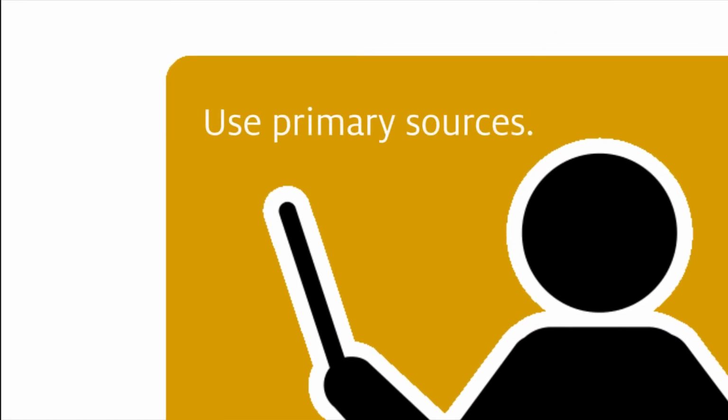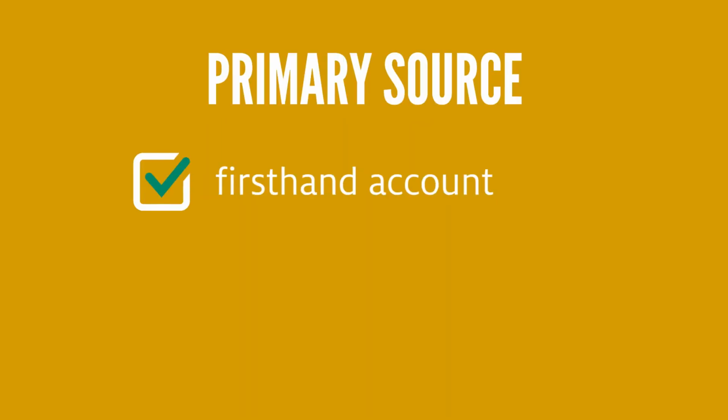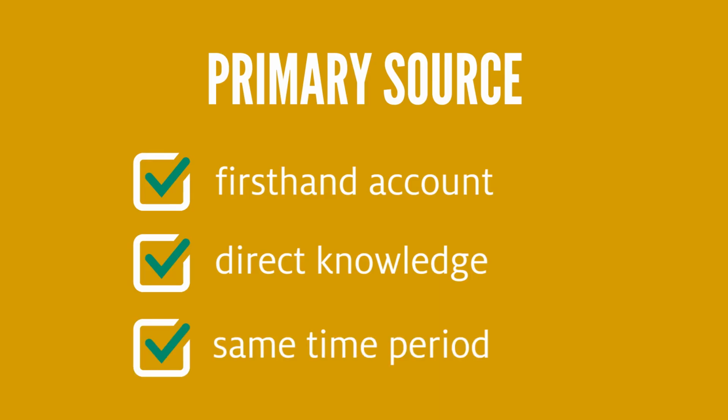Sometimes during the course of your research, your instructor may ask you to use primary sources. But what is a primary source and what distinguishes it from a secondary source? A primary source is a first-hand account of a topic generally created by someone who had direct knowledge of the event or topic described, and created during the time period being studied.